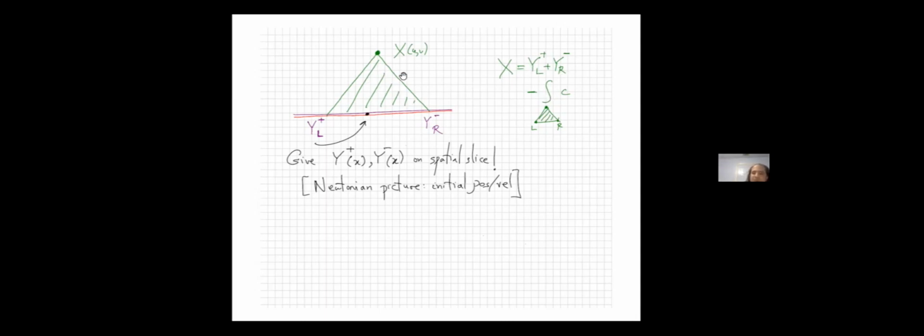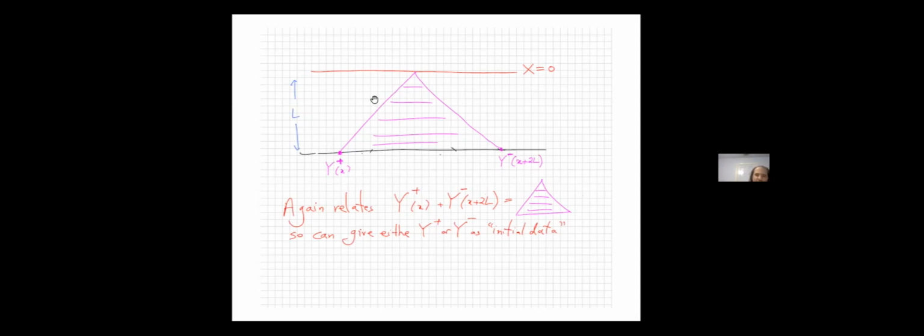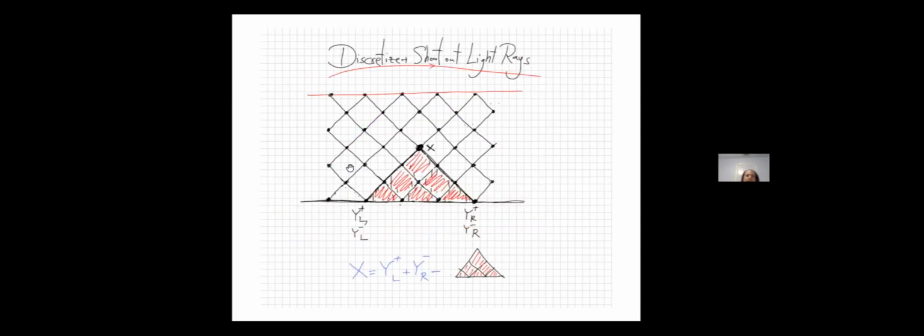So x is y plus y minus the integral of the mesh constants in here. Once again, just like before, I can impose a condition somewhere far away. So here I can impose that x equals 0 on another spatial slice, which lets me relate the y plus and the y minus to each other. Again, just exactly the same as in the previous picture. And then we'll discretize and shoot out light rays.